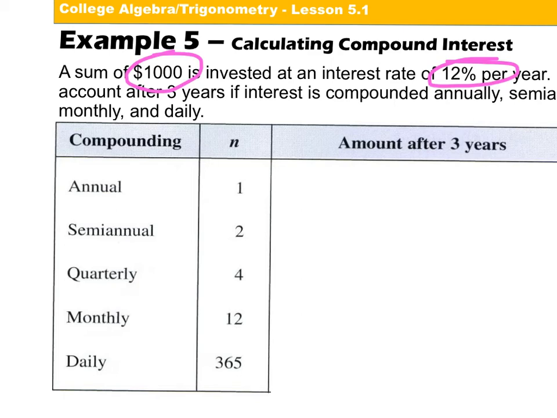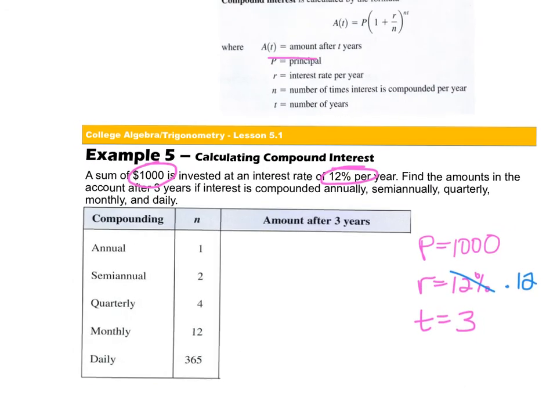Guys, here's a little hint. When you do this, if you start off with $1,000, when you work this out with all these different kinds of compounding, your answers should be all around the same. They're not going to be exactly the same because you're compounding it differently, but you shouldn't get like $2,000 and then $25 million. You got to make sure you understand how to put this in your calculator. Let's look at our formula.